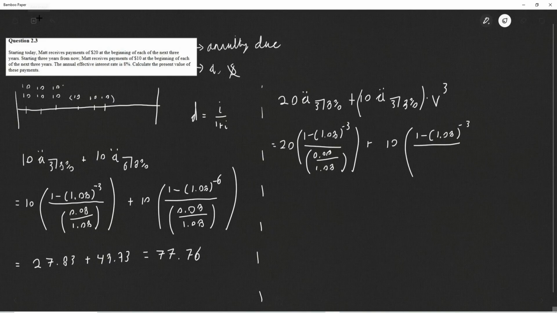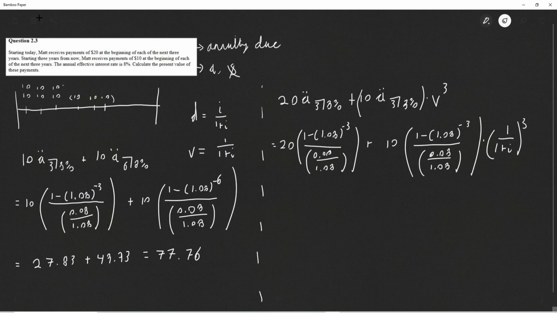divided by 0.08 divided by 1.08. And this is all multiplied by v cubed. And if you remember, v is equal to, similar to d, but it's 1 over 1 plus i. So it's going to be 1 over 1 plus i, all cubed.